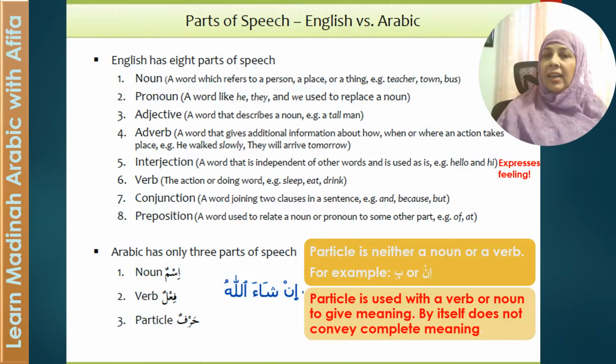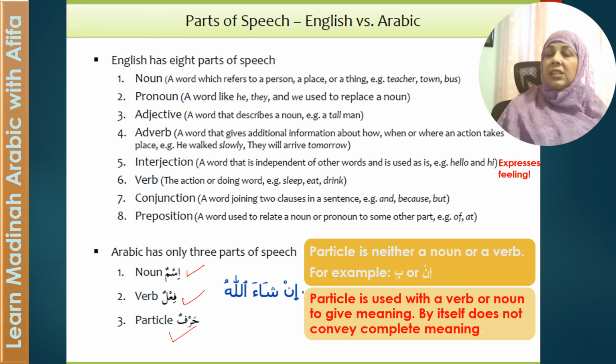English has 8 parts of speech, but Arabic only has 3. Either a word is a noun, a verb, or a particle. Ism means noun, fi'l means verb, and harf is particle, which is neither a verb or a noun.